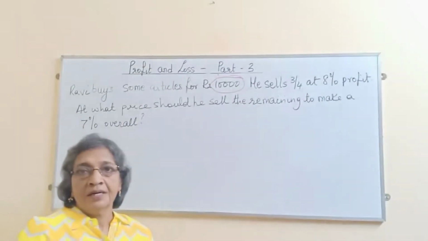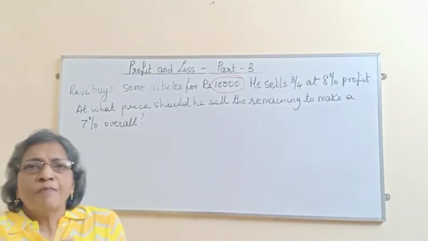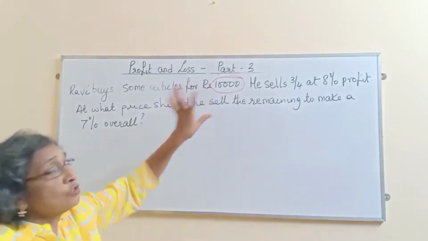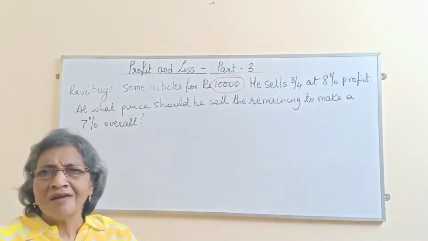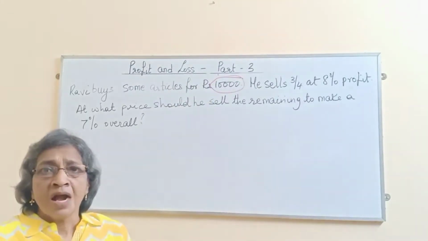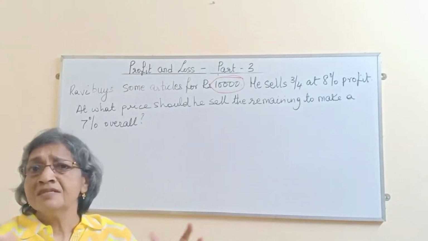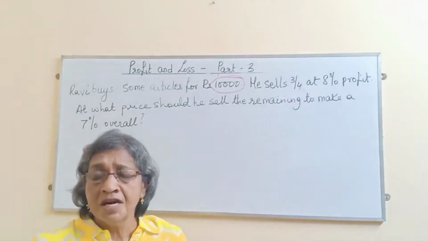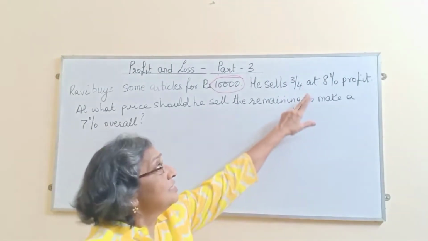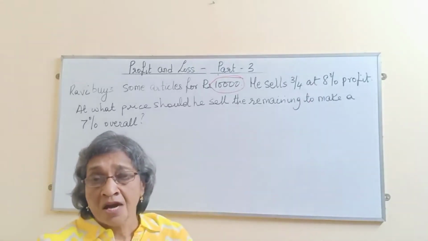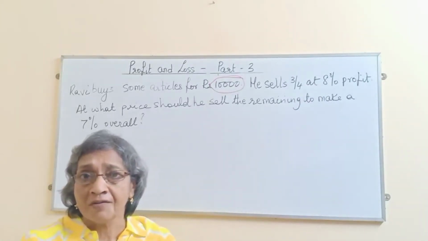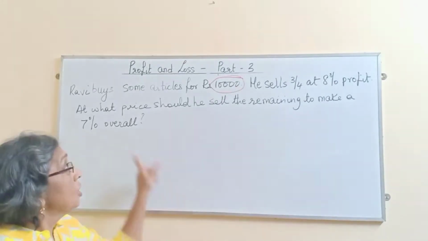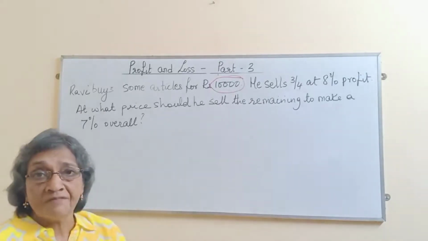Understand the sum first. He has gone and purchased maybe some pens or something for 1,000 rupees. He may have purchased 100 or maybe whatever quantity. Out of that, supposing he has purchased 100, 3/4 of that 100 would become 75. So 75 of that he will sell at an 8% profit. Now he is left with the remaining 25. So at what price should he sell the remaining 25 to make an overall profit of 7%?